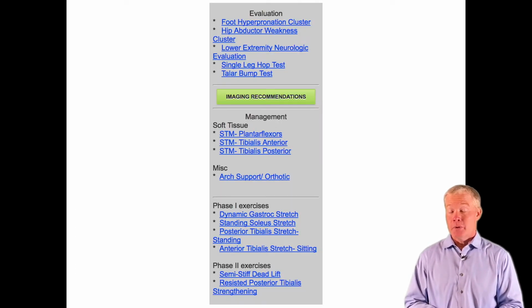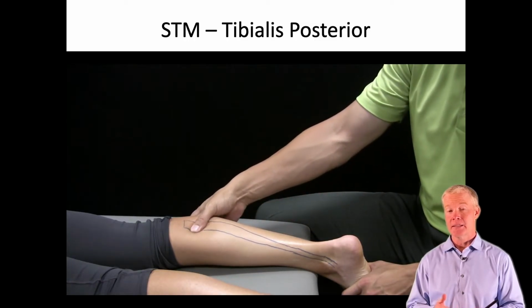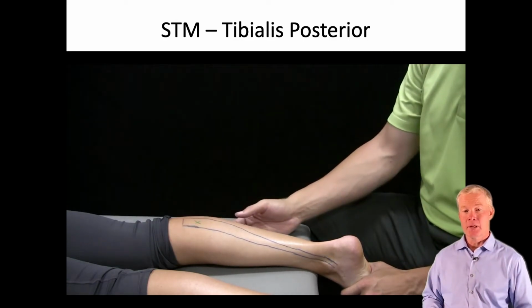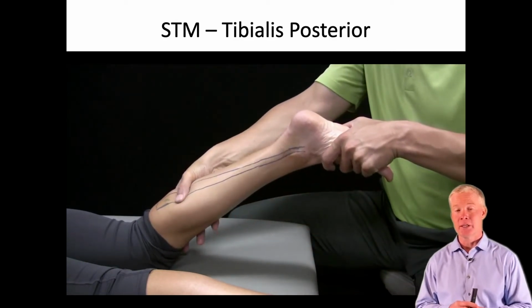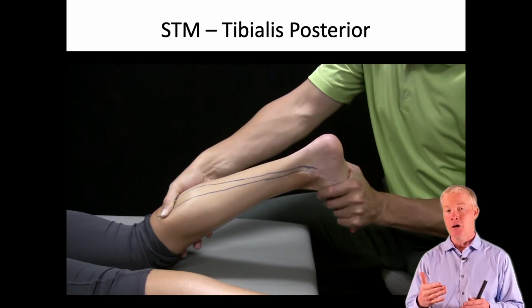What do we do in office? Well, first of all, we're going to work out the muscles that have become tight. One of those muscles that's often tight is the posterior tibialis. That posterior tibialis runs off of the tibia along the medial border, to the backside of the ankle and then onto the foot.